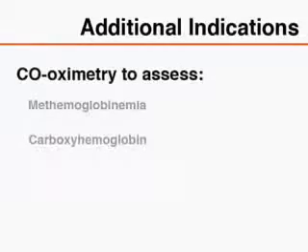Another indication for arterial blood gas analysis is co-oximetry in order to assess for methemoglobinemia and carboxyhemoglobin.